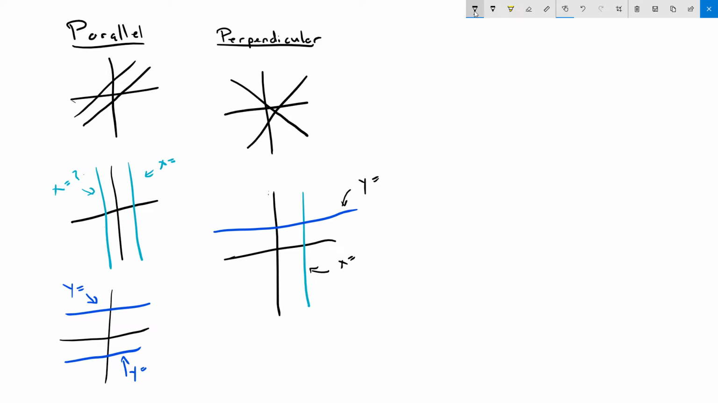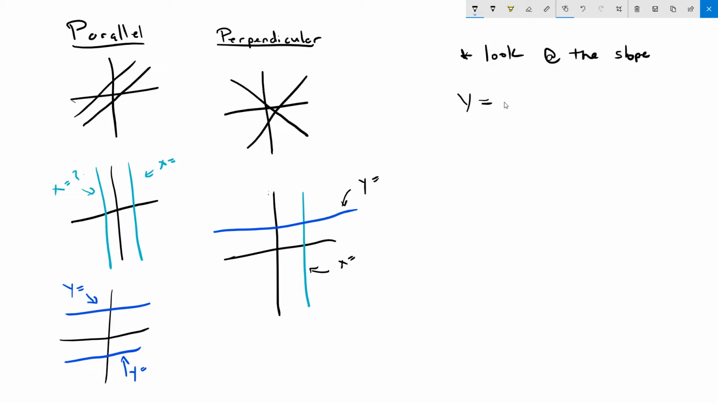So now, how can we tell if we have parallel lines when they're in equation form? In order to tell that, the key is to look at the slope. Alright, so let's look at some examples.